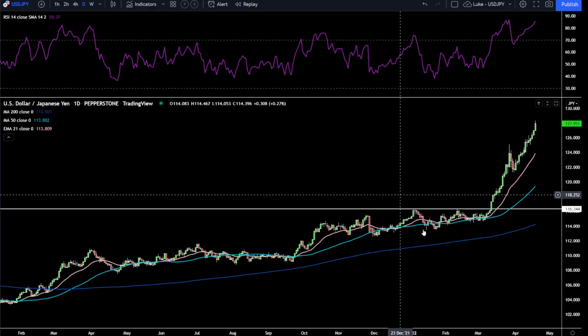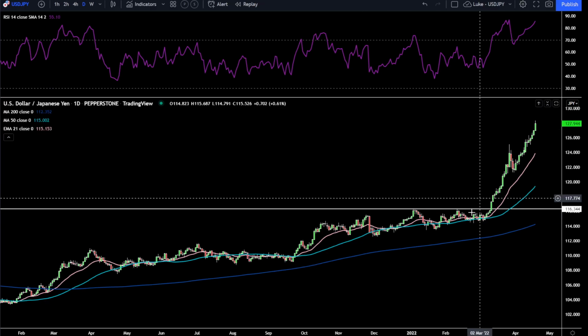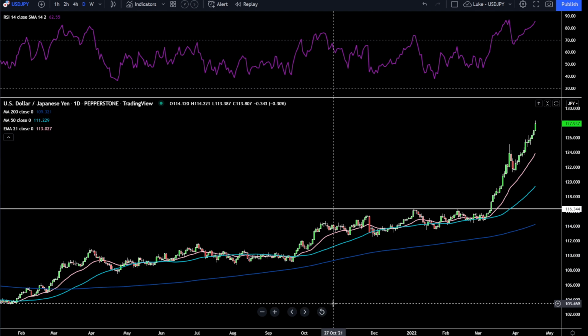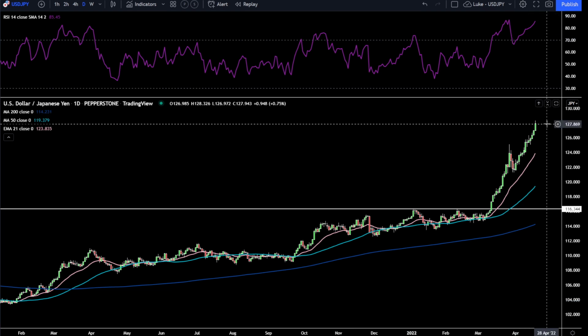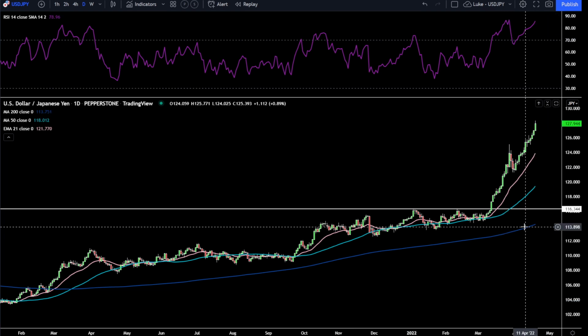Let's move on to US dollar JPY. I mean, it's just surging. This is one that I think you've just got to have a trailing stop on if you want to trade it, if you want to get long, because waiting for pullbacks, I think you could just miss the move. Again, a teeny bit of negative divergence there on this high versus this high.